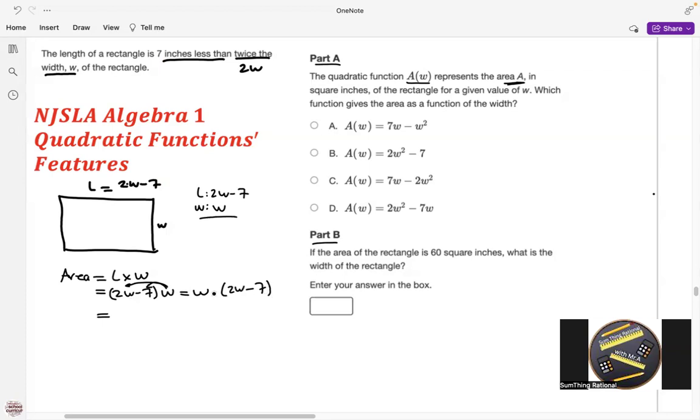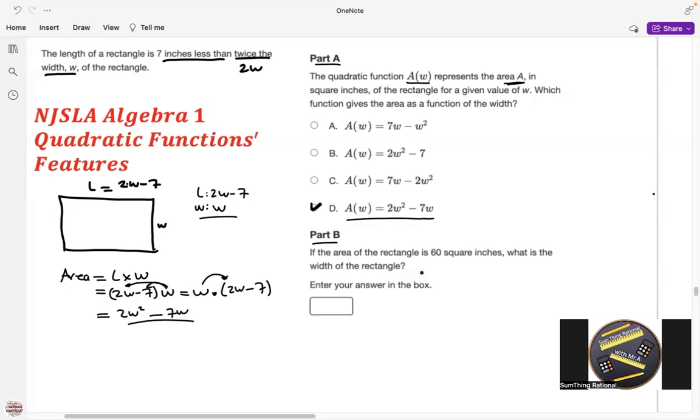If you just flip them, meaning change their places, no problem. So W times 2W, which is 2W squared, and W times negative 7 is negative 7W. Okay? So what we see here, which one is correct then? 2W squared minus 7W. So this will be the area of the given figure, but in terms of W. So area definitely we will not find as a numerical value.